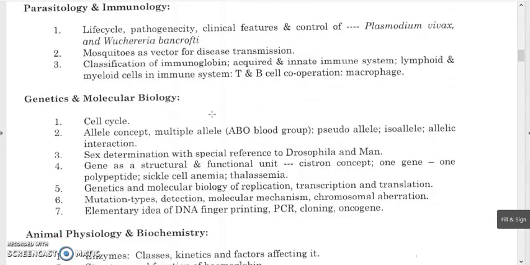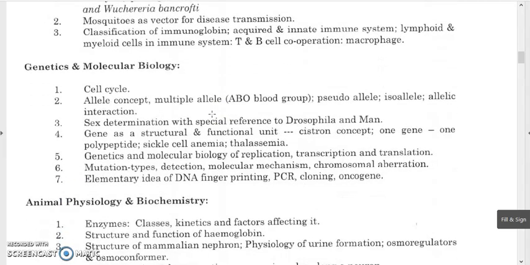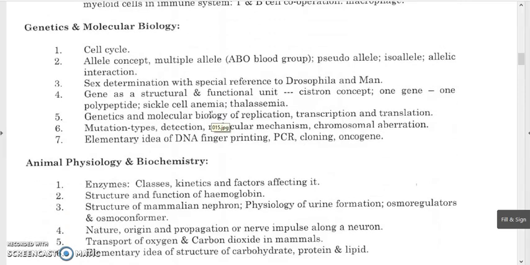Genetics and molecular biology. You also have to study genetics and molecular biology, cell cycle, allele concept, multiple allelism, ABO blood group system, pseudoallele, isoallele, allelic interaction, sex determination with special reference to Drosophila and man. Sex determination in Drosophila and man. In Drosophila, we found that there is no role of the Y chromosome in sex determination, right? And in humans, there is an XX and XY system of sex determination.